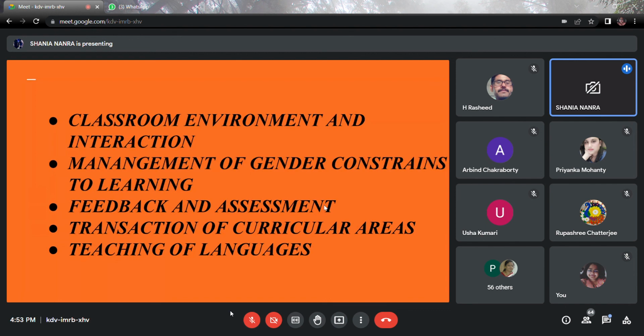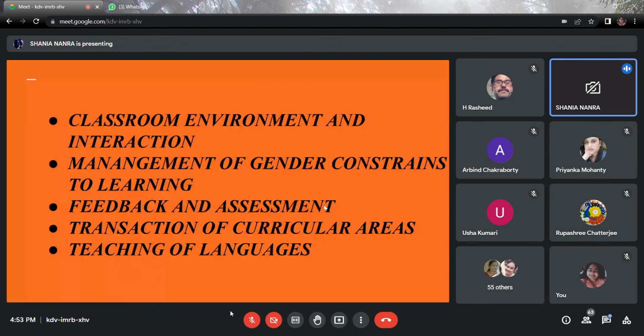Feedback and assessment, we must take time. Not just time, we must take adequate time for the feedback of both boys and girls to ensure that boys and girls both are understood and the lesson is also taking place in a proper way.